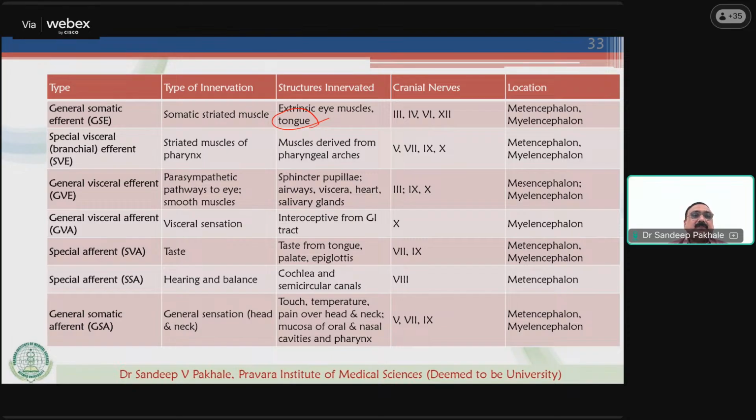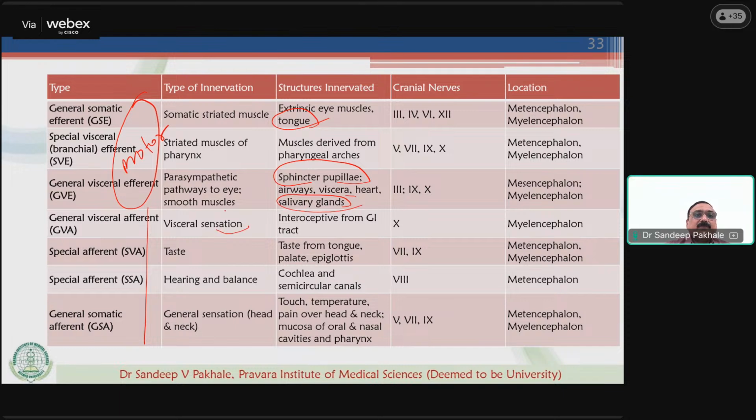The general visceral efferent, which is responsible for parasympathetic pathways of the eye and smooth muscle, that is sphincter pupillae, airways, viscera, heart, and salivary glands. The nerves involved are again 3rd, 9th, and 10th. So these are all motor functional components. Now coming to the fourth, again from medial to lateral, the sensory component, general visceral afferent.